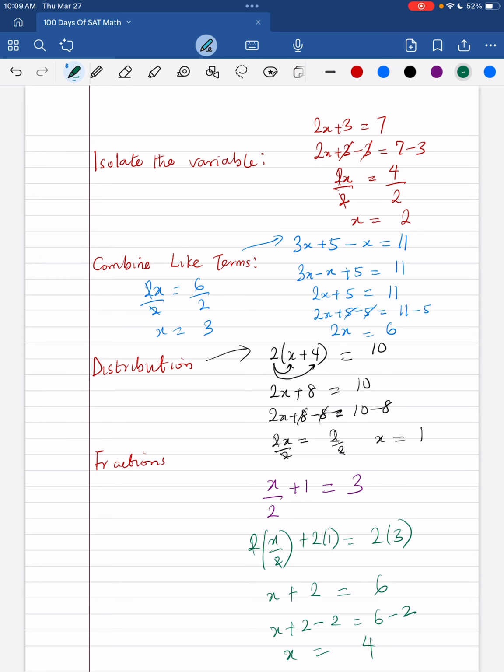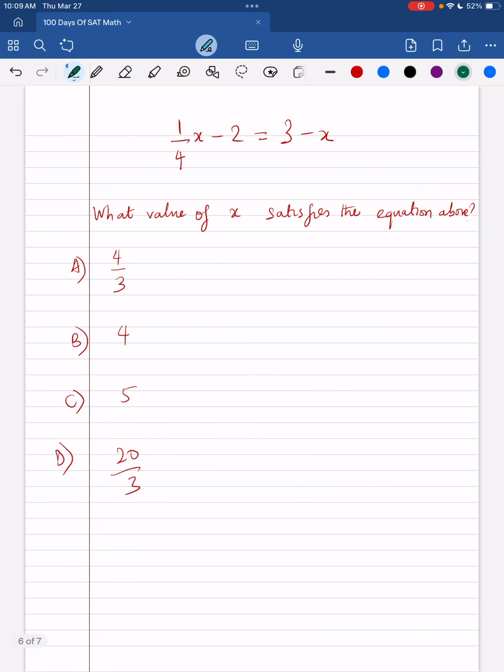Now, let's look at a specific tip that will help you on the SAT. If you have a question like this, 1 over 4 x minus 2 equals 3 minus x, what value of x satisfies the equation? Now, because you have options, you can do something by substituting each value of the options into x to see which one satisfies the equation.